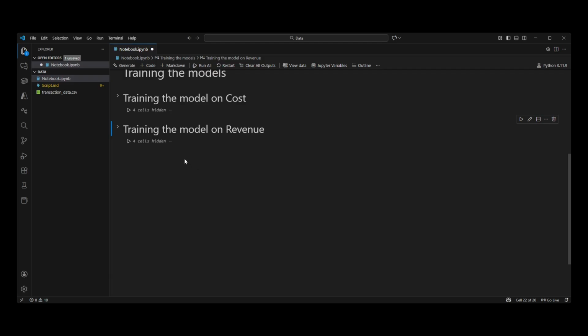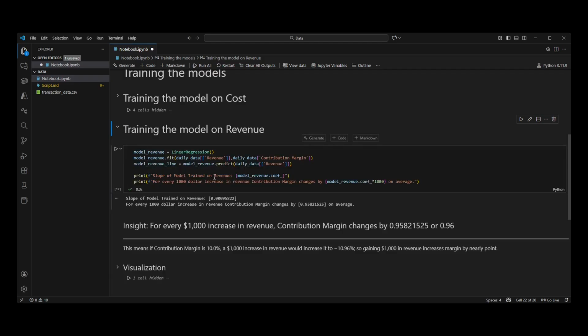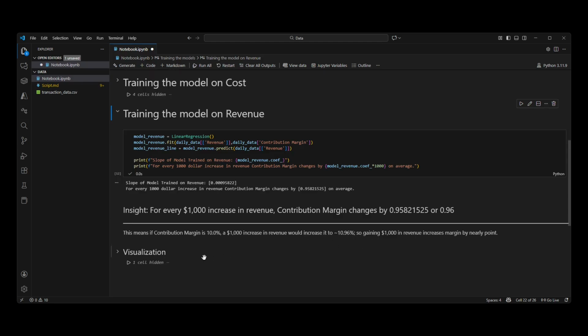And of course, I trained another model on revenue. I did the same exact process, but I found for every $1,000 increase in revenue, contribution margin changes by 0.96 or so on average. So what this means is if contribution margin is 10%, a $1,000 increase in your revenue would increase it to 10.96%. So gaining $1,000 in revenue increases margin by nearly 1 point.